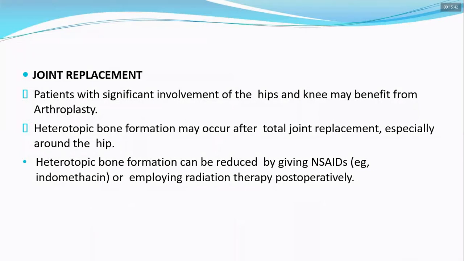Now coming to the surgery. If there is fusion of the hip and knee, then the patient will have significant benefit from arthroplasty. We should be worried about heterotopic bone formation after joint replacement in ankylosing spondylitis, and this can be reduced by giving NSAIDs, that is indomethacin, preoperatively and postoperatively, and employing radiation therapy postoperatively for heterotopic ossification. Some surgeons also start indomethacin and radiotherapy preoperatively to prevent heterotopic bone formation.